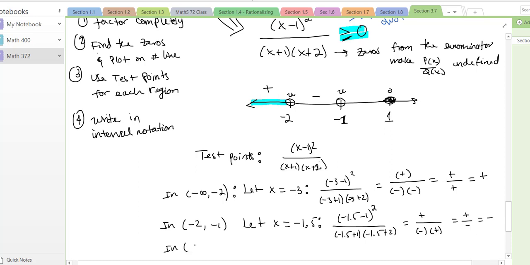So I have -1 to 1. Notice -1 is not included, so a parenthesis, but now 1 is included.